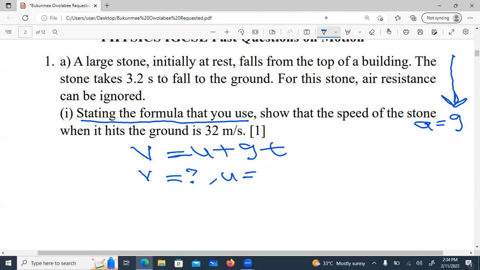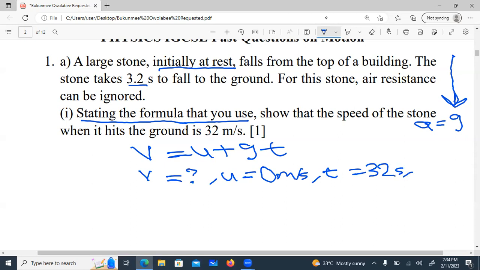The question states a large stone initially at rest. When something is initially at rest, it means that the initial velocity is 0 meters per second. What's our time? The time taken is 3.2 seconds. Okay, the stone takes 3.2 seconds to fall to the ground. So our time is 3.2 seconds.